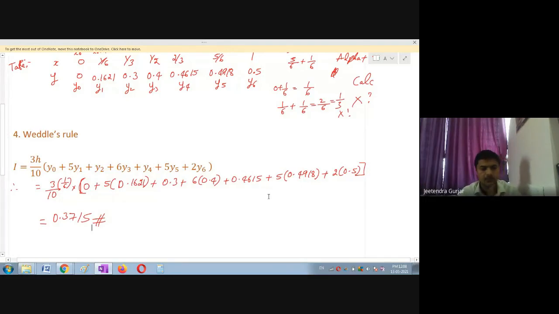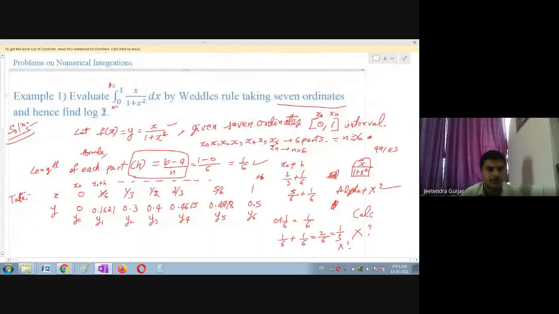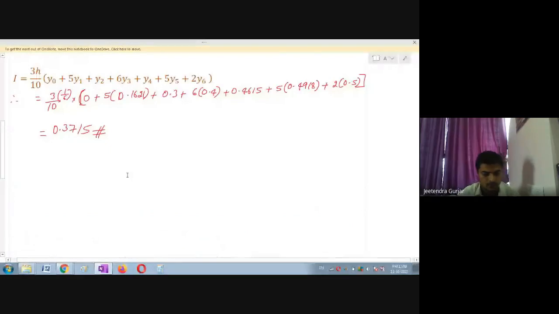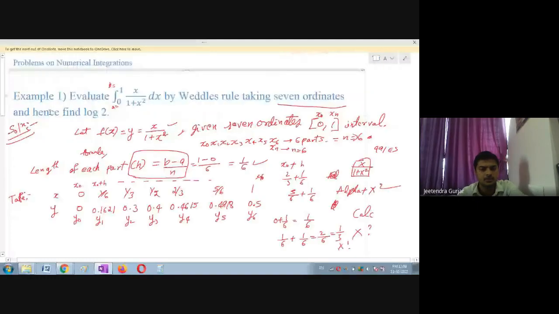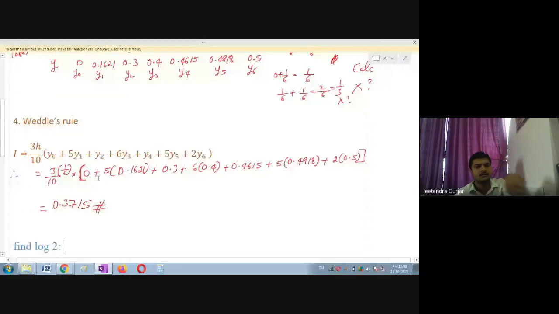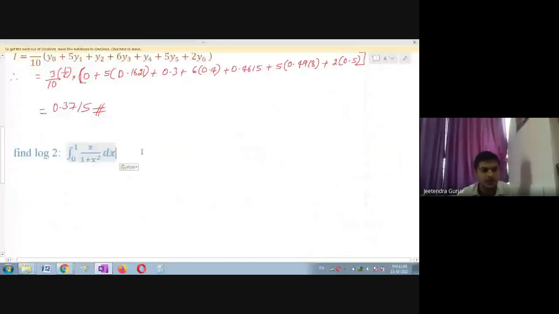Okay. Then what are you going to do? And hence find log 2, students. You can see they have given find log 2. So how will you find log 2? I will tell you. To find log 2, I will take the integration. So what do we have as the integration here? Integration x divided by 1 plus x square dx I will take here. Okay, is it clear? So I know only this part.